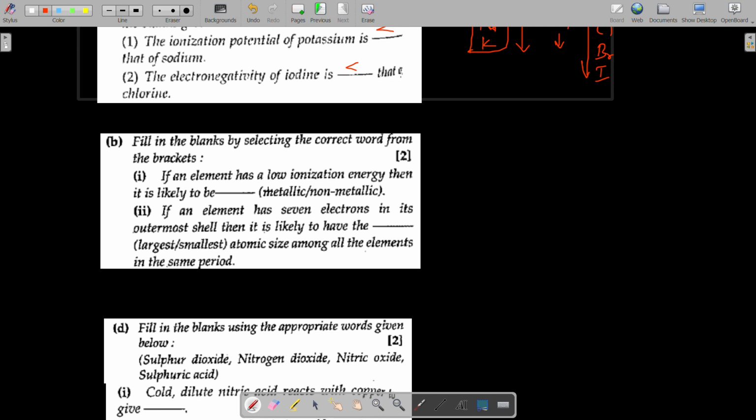Okay, fill in the blanks. If an element has a low ionization energy, then it is likely to be metallic. Now you know this. If an element has 7 electrons in its outermost shell, then it is likely to have the dash atomic size among all the elements in the same period. So across the period, what happens? Atomic size decreases due to increase in nuclear charge. So it should be smallest because it has 7 electrons. Halogens will have the smallest size in the given period.